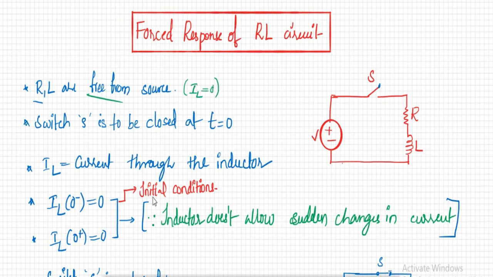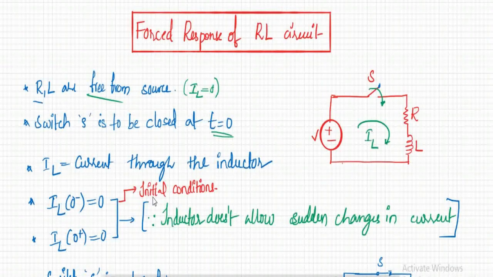Now we are going to connect a voltage source to the RL circuit like this. If you close switch S, a voltage source will be applied across the RL circuit. Switch S is closed at t equal to 0, and IL is the current through the network. We are going to find the behavior of IL at transient condition as well as at steady state condition in the circuit.